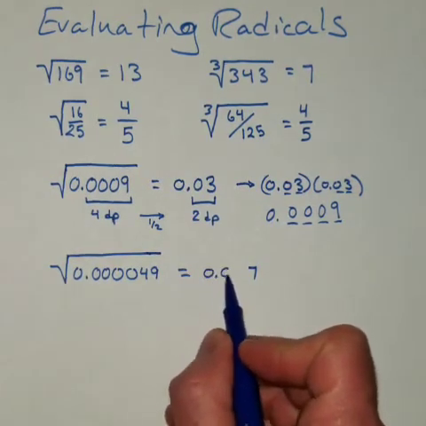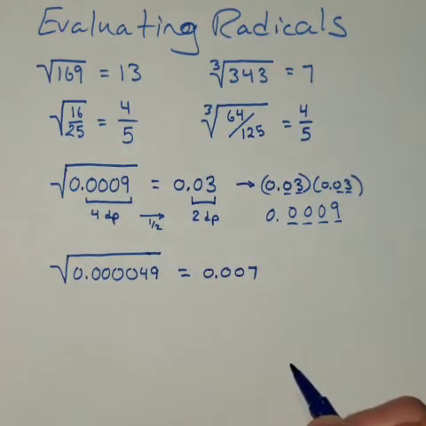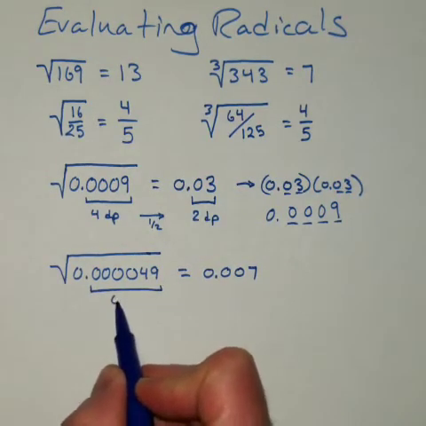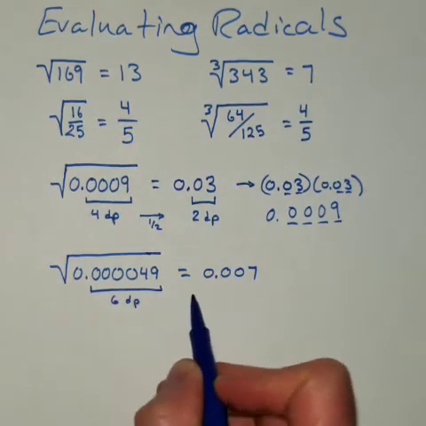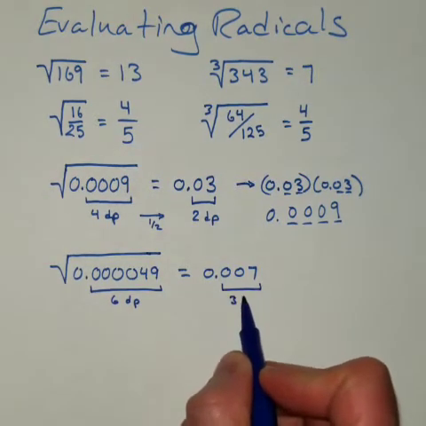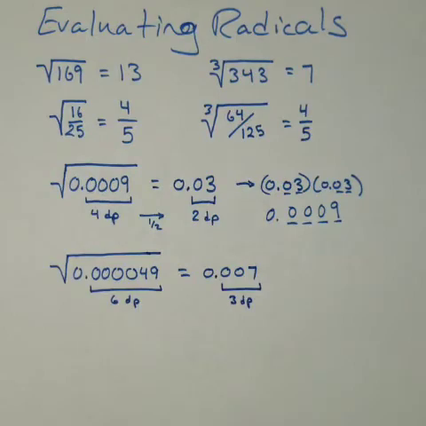So 0.007 gives us 3. Okay, so here again, there are 6 decimal places. Take half of that. In the answer, I should have 3 decimal places. Okay, for the same reasoning we had in the previous example.